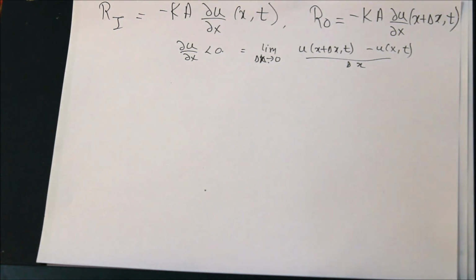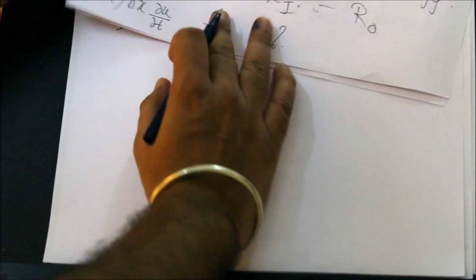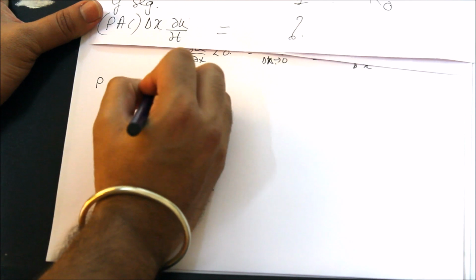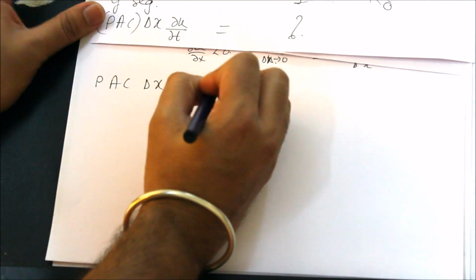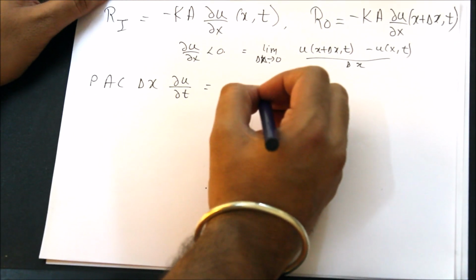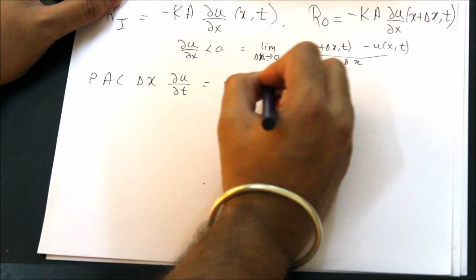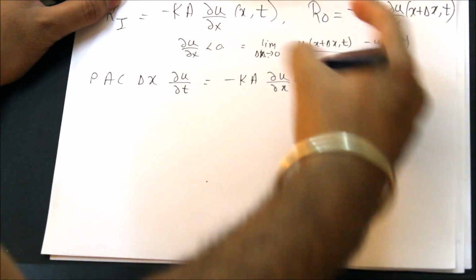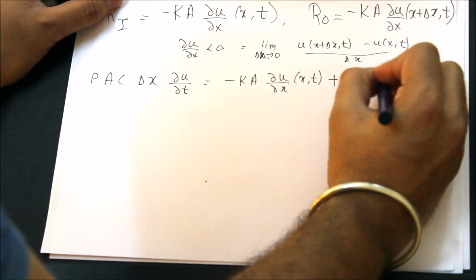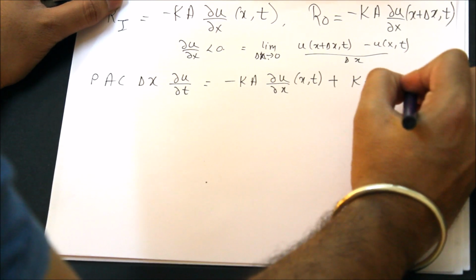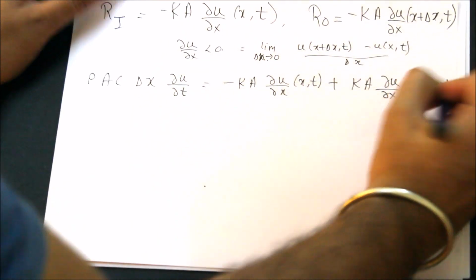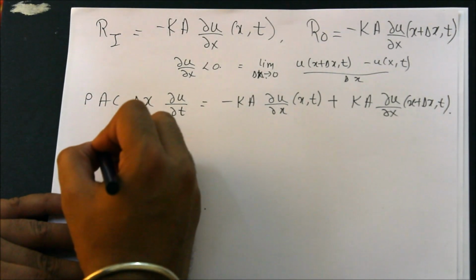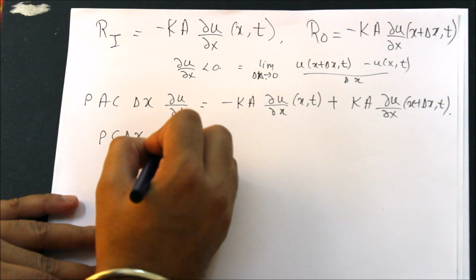Okay, now by the law of conservation of energy, what do I have? I have rho A C delta x del u by del t, which is nothing but my Ri minus Ro. So minus K A del u by del x at x comma t, minus, and since this is already a minus sign, minus minus becomes plus K A del u by del x at x plus delta x comma t. So this is what I have. Now if you do some simple calculations, this is rho C delta x, let me write u suffix t.